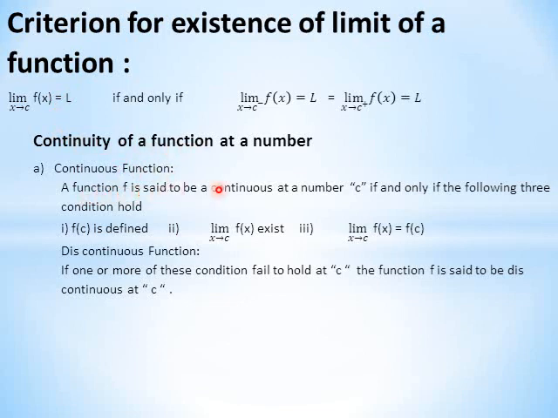A function f is said to be continuous at c if and only if the following three conditions hold. First, f of c is defined, meaning the function is defined at that number c. Second, the limit as x tends to c of f of x exists. Third, the limit as x tends to c of f of x is equal to f of c.